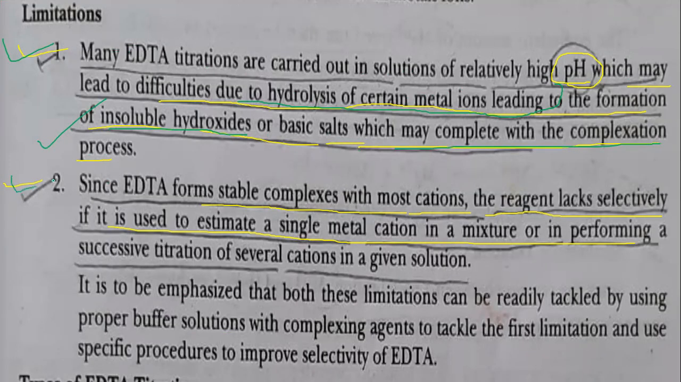Okay, EDTA forms stable complexes with most of the cations. Okay, the reagent lacks selectivity. Here we face the problem of selectivity. And so, to find out a single metal ion from a mixture of metal ions, we need to carry out successive titrations. Okay, so by separation and following different methods to increase the selectivity, this is the limitation of this technique. So these are the things associated with metal EDTA titration.